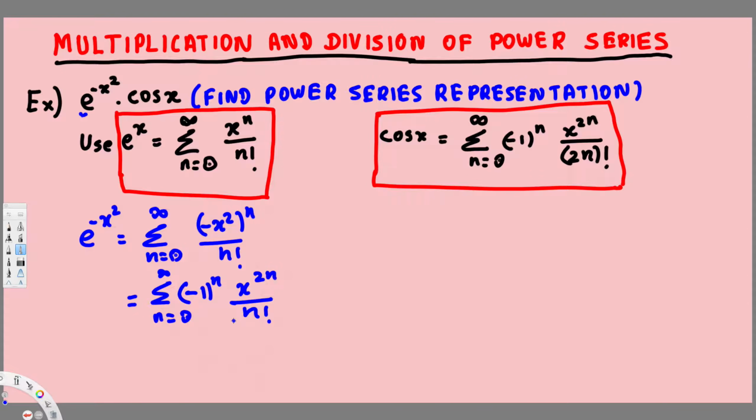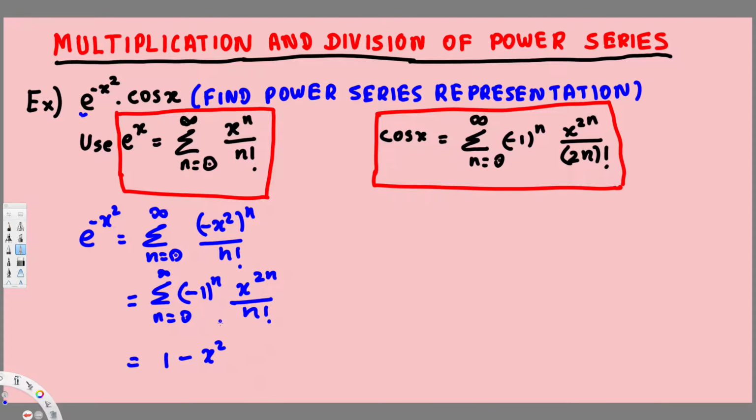Now let's write a few of the terms. If I start with n equals 0, negative 1 power 0 is going to be 1, x power 0 is going to be 1, and 0 factorial is going to be 1. So the first term is going to be 1. And then the second term, negative 1 power 1 is going to be negative 1, so we start with a negative. And then x power 2 times 1 is going to be x square, over 1 factorial. 1 factorial is 1, so we don't have to write it.